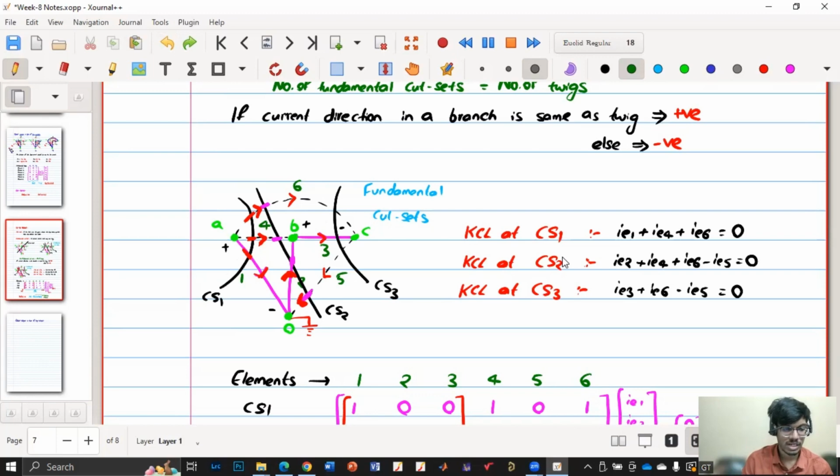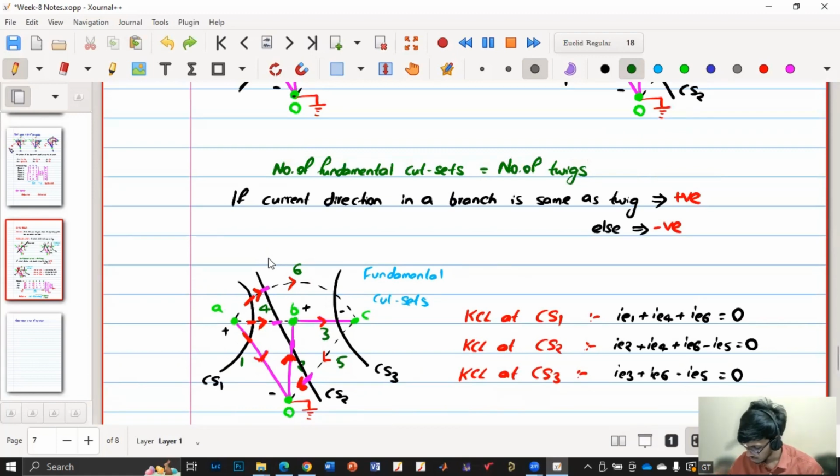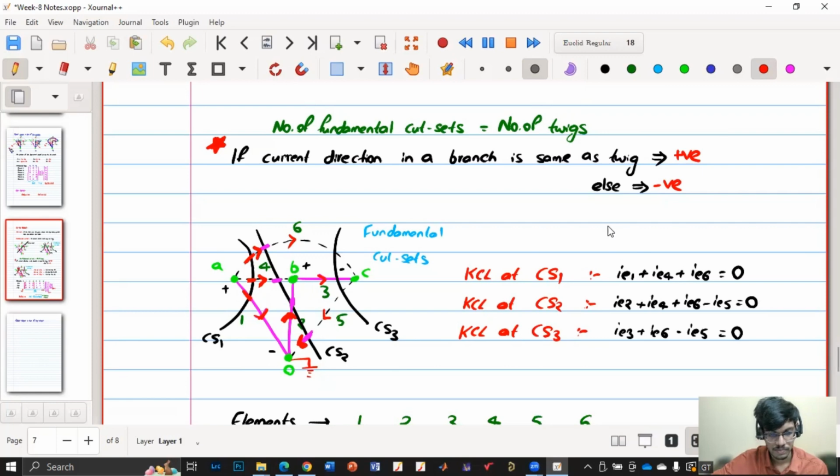On one side current entering may be positive, and on the other side current leaving will be positive. So it does not matter which side you consider, but the convention you have to follow is that if the current direction in the branch is the same as the twig, then it will be positive, else it will be negative. Maybe your convention changes, but the equation should remain the same.